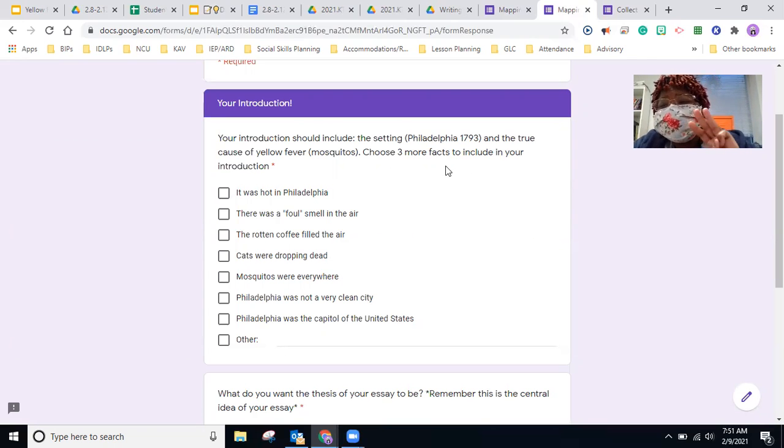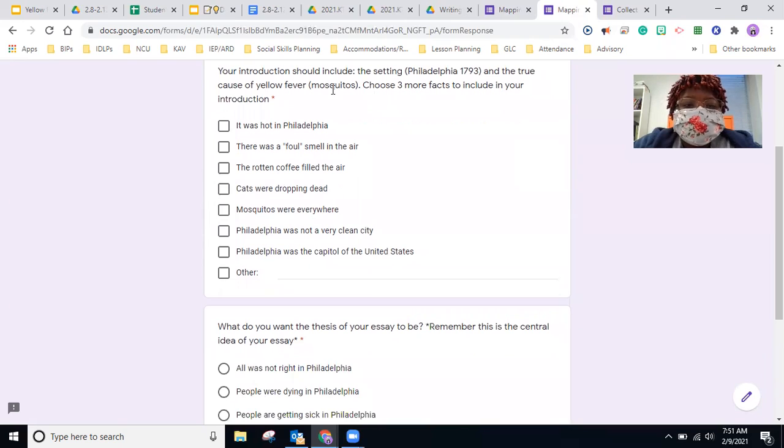I want you to find 3 more facts that you want to use. You can choose any of these facts, or you can add an additional fact that you can think of if you choose to do that. But this is just to help guide you in your thinking. So you can choose it was hot in Philadelphia. You can choose there was a foul smell in the air. You can choose the rotten coffee filled the air.